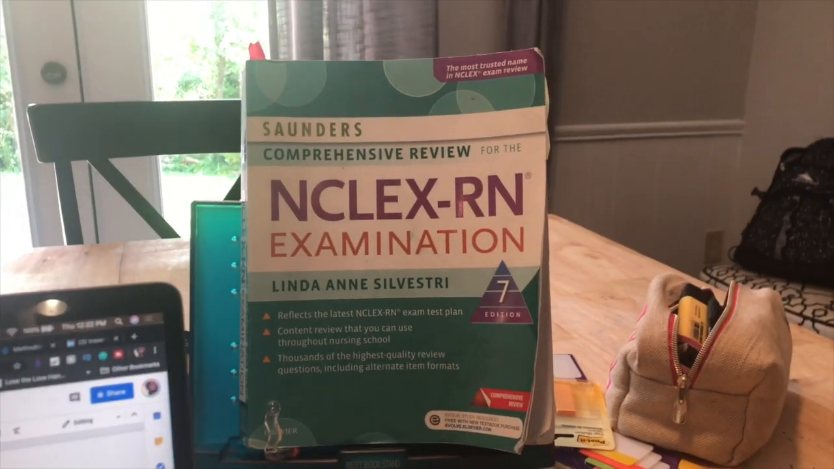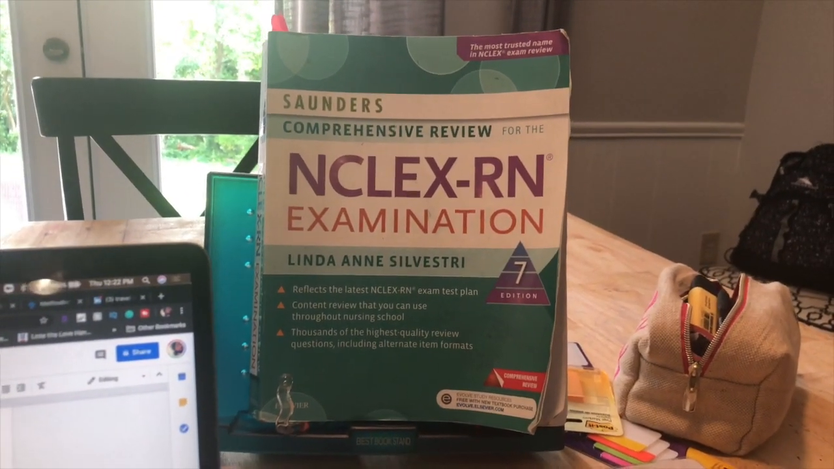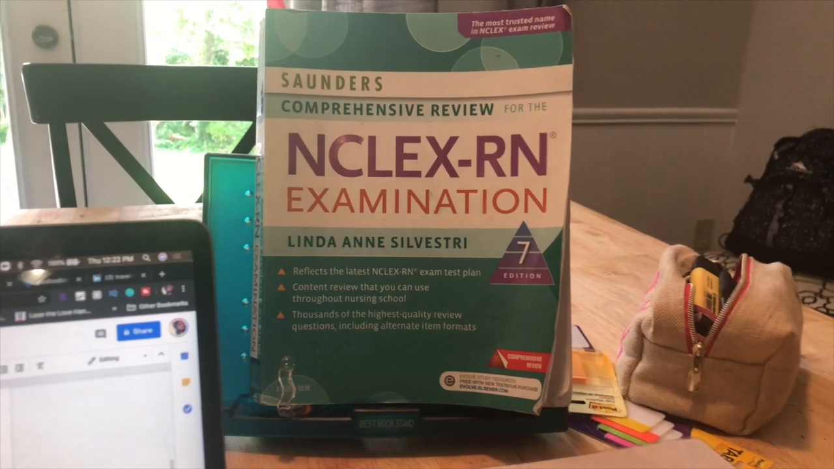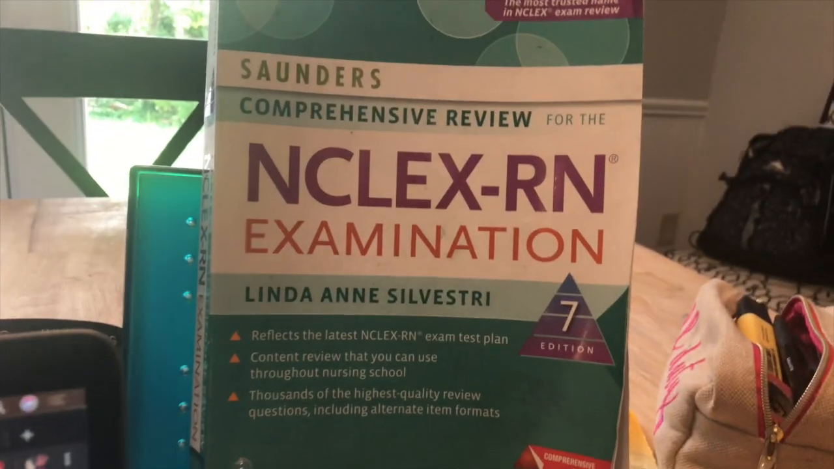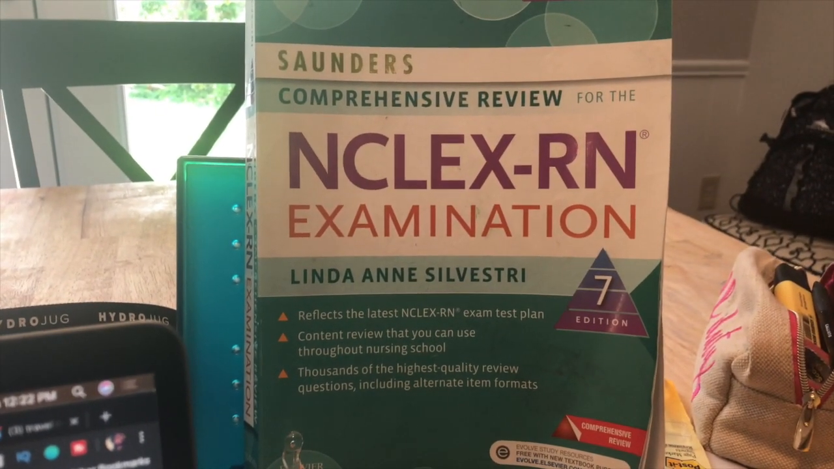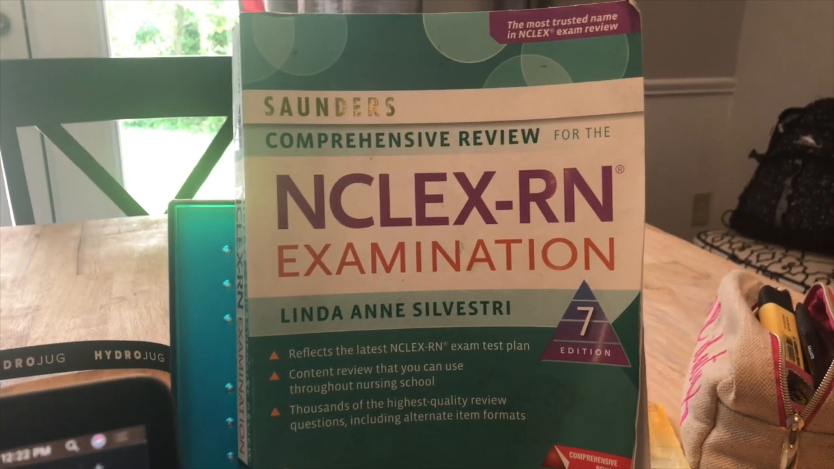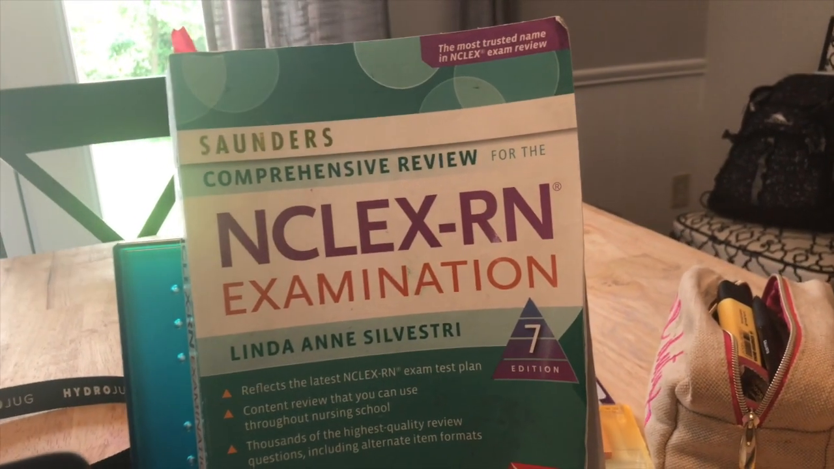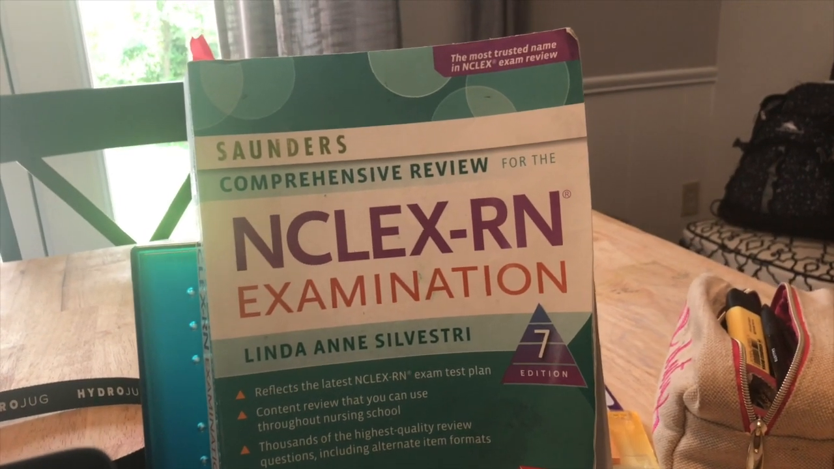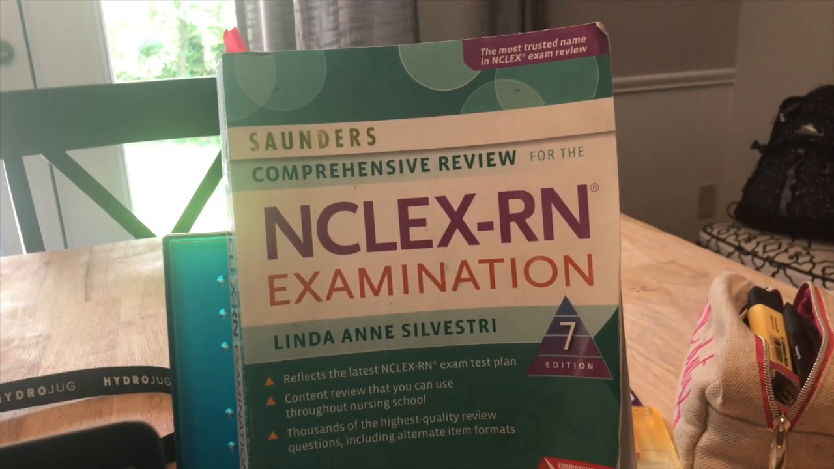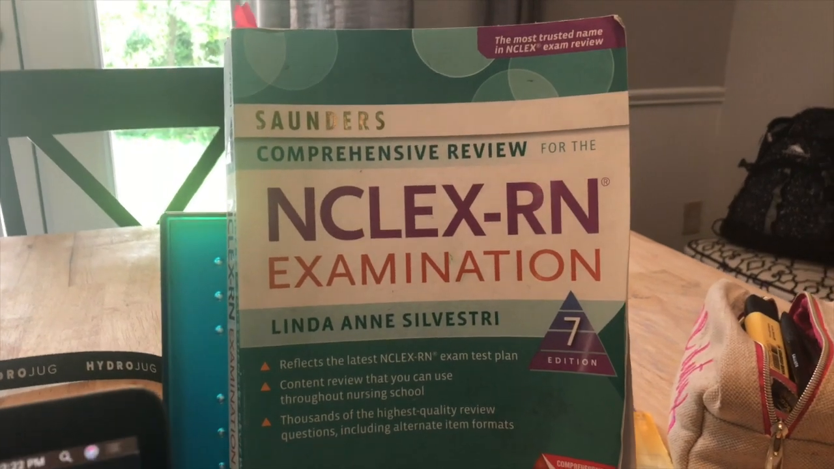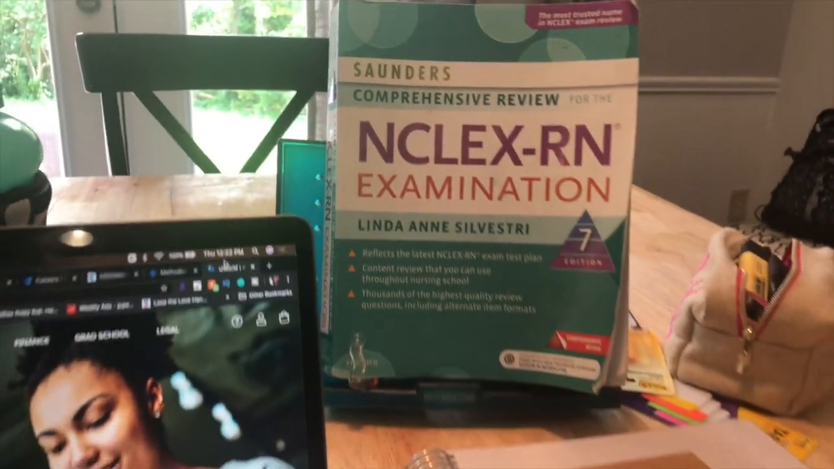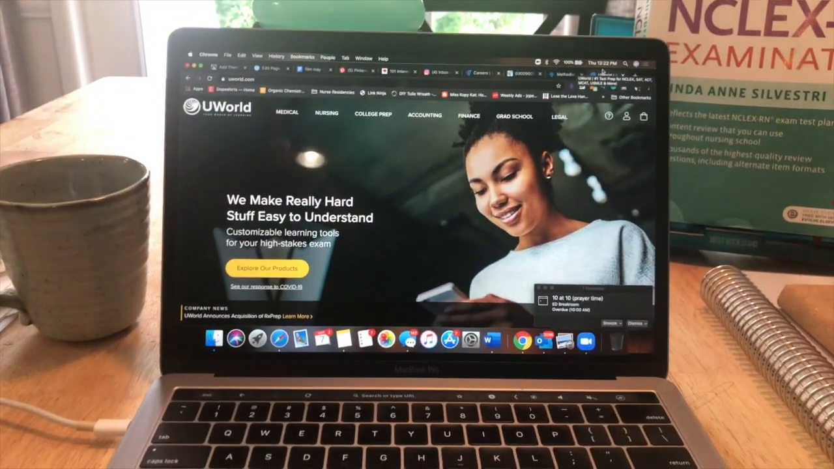So this is the NCLEX RN examination book. It's the Comprehensive Review by Saunders. If you buy this book new, it also comes with a bunch of questions that you can work off of, but I am also using UWorld. I can't really show you guys a lot of UWorld because everything is copyright and they don't want you showing anything, but this is the UWorld website and I will link that down below.